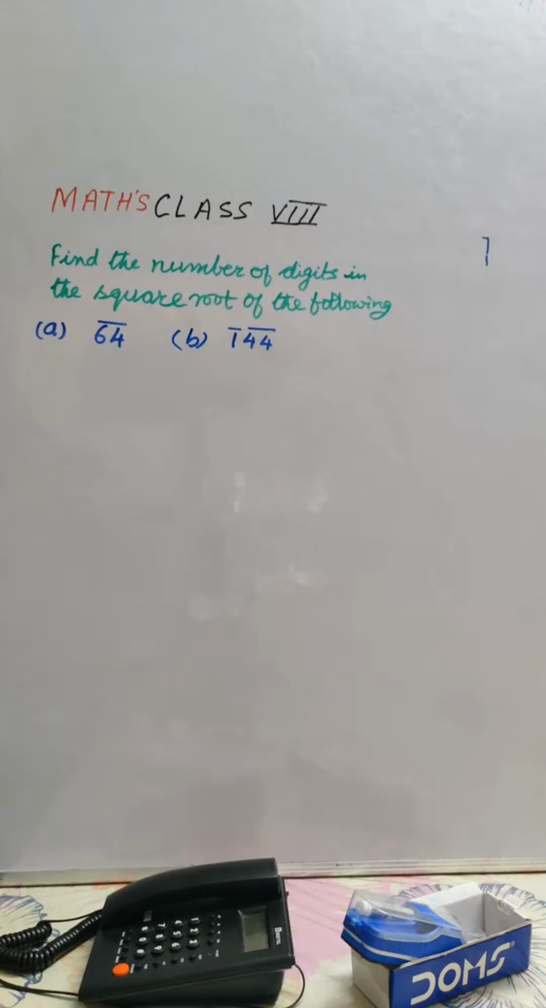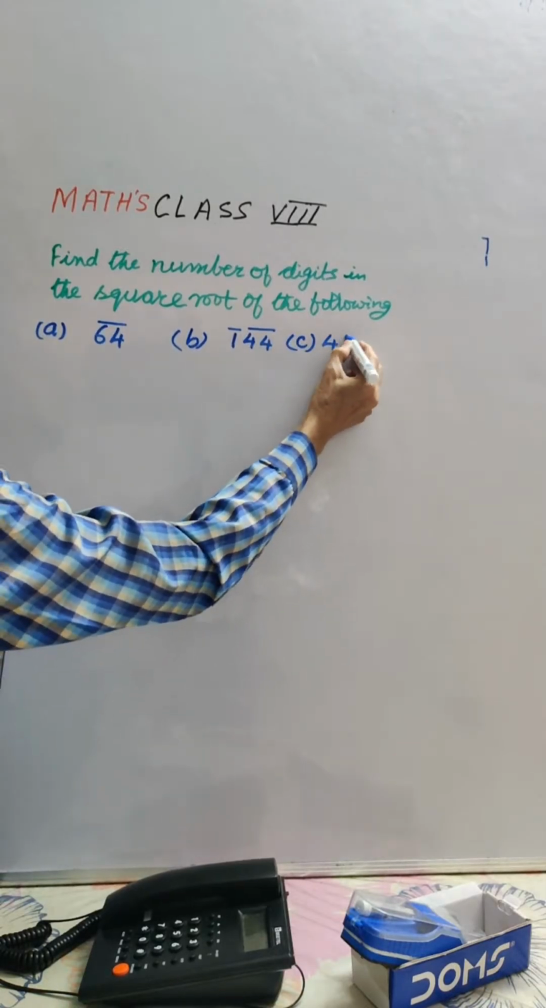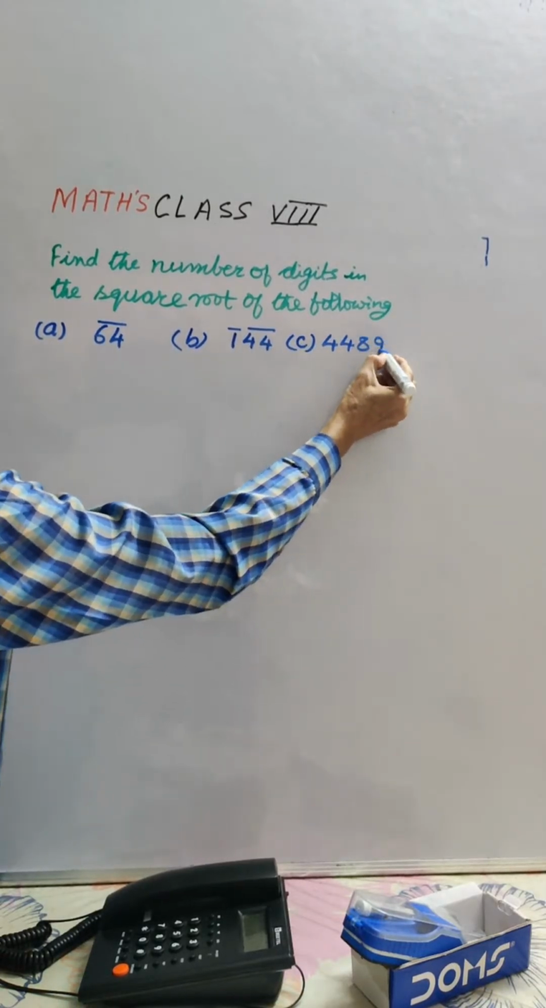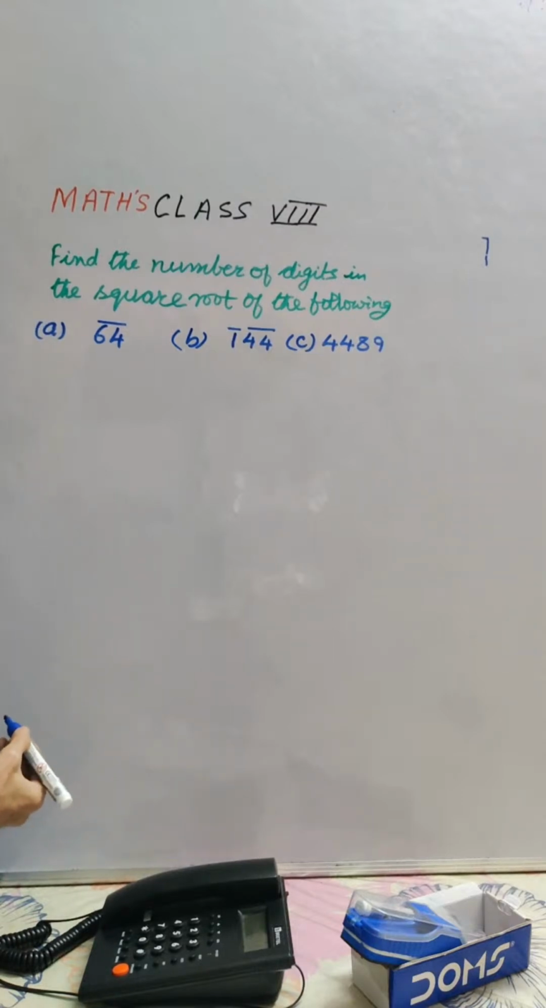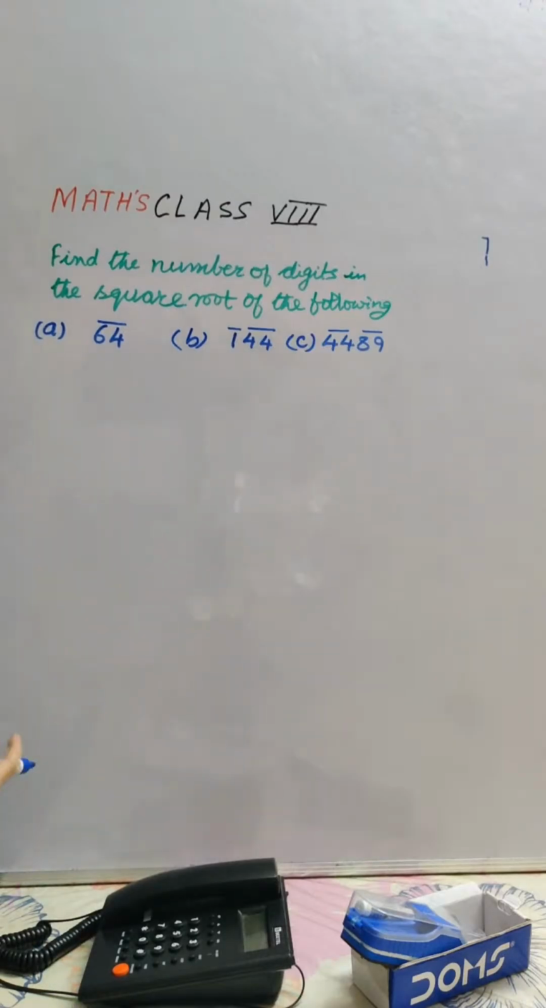C is 4489. We shall start making pair from right hand side. 1 pair, 2 pair. So this way, in the square root of 4489 there will be 2 pairs or 2 digits. 4489 के स्क्वायर रूट में 2 डिजिट होंगे.